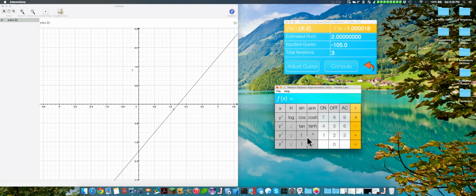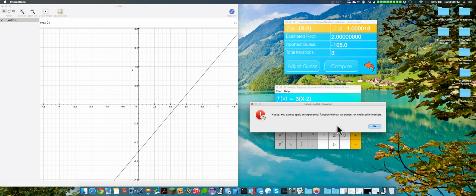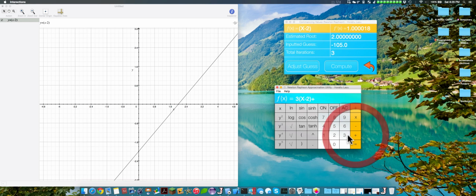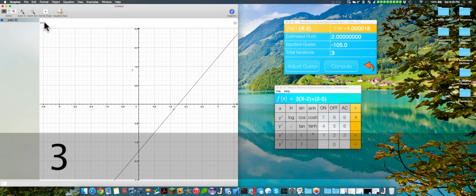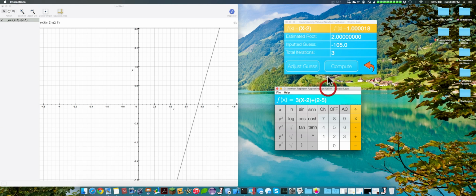So this can do several more complicated expressions. Let's do something more complicated. We can do 3 times x minus 2, plus 2, minus 5. Let's mess it up with that. So let's graph this and see what happens. If there are any roots, we get a root around there. So let's go back to this.